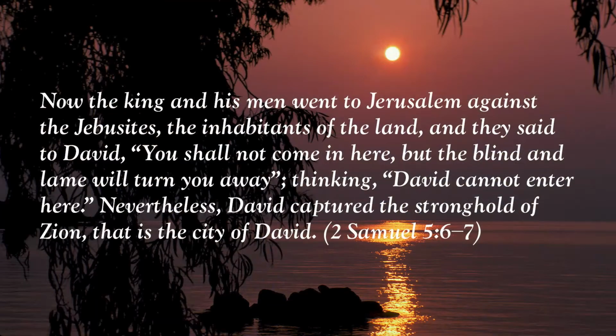2 Samuel 5:6-7 says, "Now the king and his men went to Jerusalem against the Jebusites, the inhabitants of the land. And they said to David, 'You shall not come in here, but the blind and lame will turn you away,' thinking David cannot enter here. Nevertheless, David captured the stronghold of Zion, that is, the city of David." So the Jebusites had a pretty proud attitude. They thought even handicapped people could keep them away, and there was no way that David and his men were going to be able to capture it.